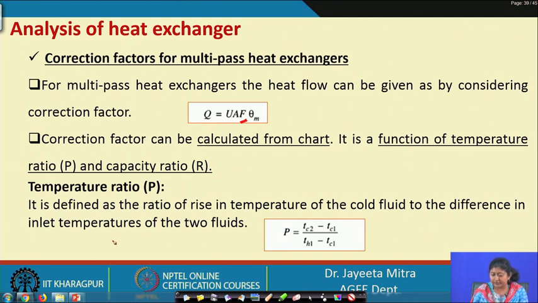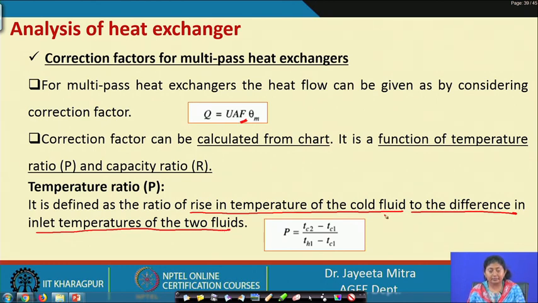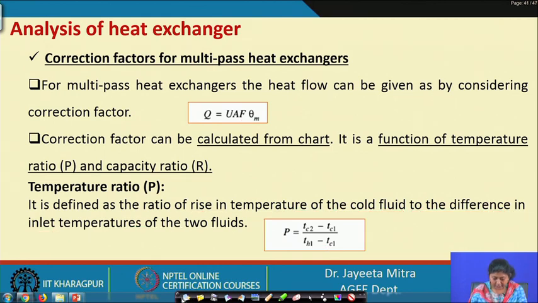So, let us see first what is the temperature ratio and what is capacity ratio. Temperature ratio is defined as the ratio of rise in temperature of the cold fluid to the difference in inlet temperature of the two fluids. So, rise in temperature of the cold fluid Tc2 minus Tc1, right, and the inlet temperature of these two, the difference is Th1 minus Tc1. So, this is the temperature ratio P.